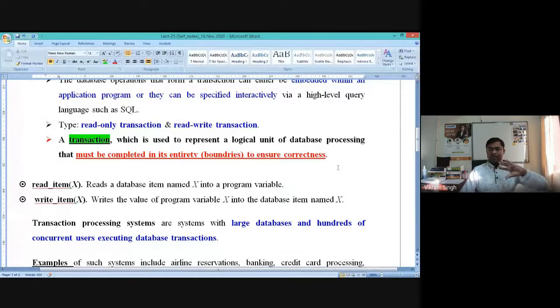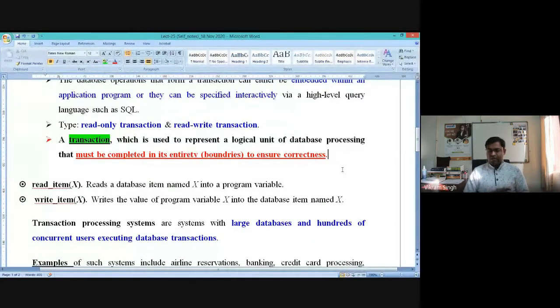So whenever I say what a transaction is, whenever there is a transaction involved, whenever you say my transaction has failed, or whenever I say the transaction is completed, you should have these two impressions about it. First, it will have a read or write operation involved. Second, it should be completed within the boundaries of the transaction, in its entirety, to ensure correctness. That's why we are discussing this, right?